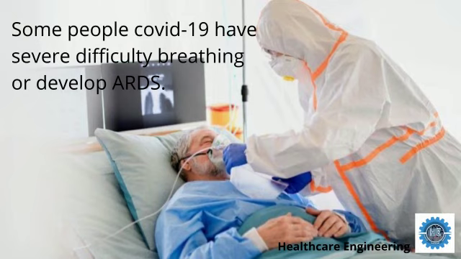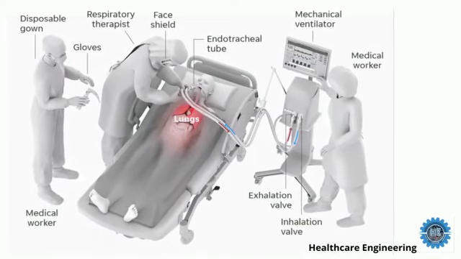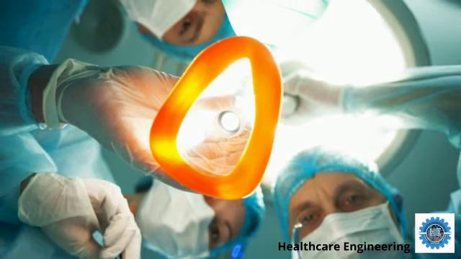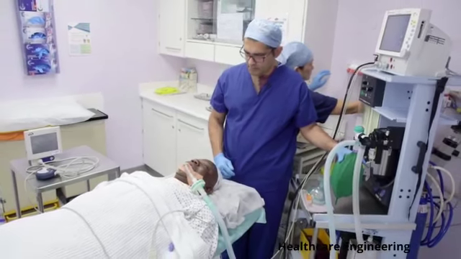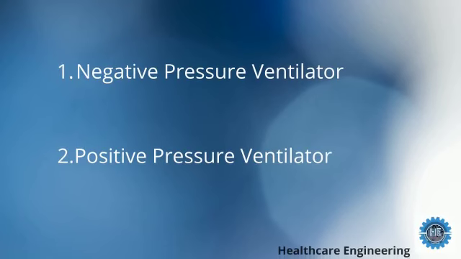In addition, doctors also use a ventilator for people who undergo surgery and will not be able to breathe on their own due to anesthesia. Now let's see the types of ventilators. There are two types of ventilator: negative pressure ventilator and positive pressure ventilator.